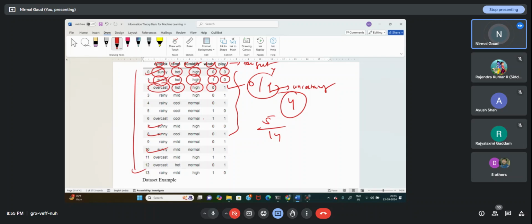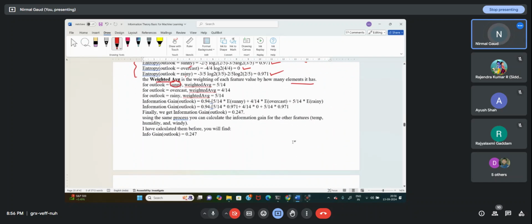How many overcast are there? 1, 2, 3, 4. 4 by 14. How many rainy are there? 1, 2, 3, 4, 5. 5 by 14. So for sunny, overcast, and rainy, these are the numbers: 5 by 14, 4 by 14, 5 by 14. This is called the weighted average.